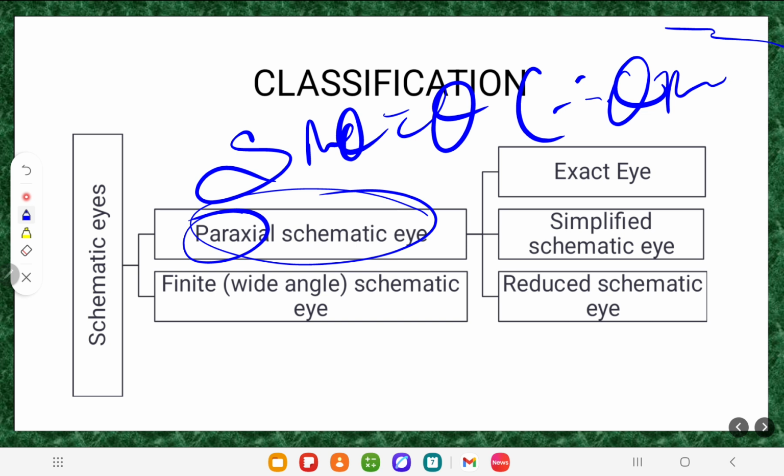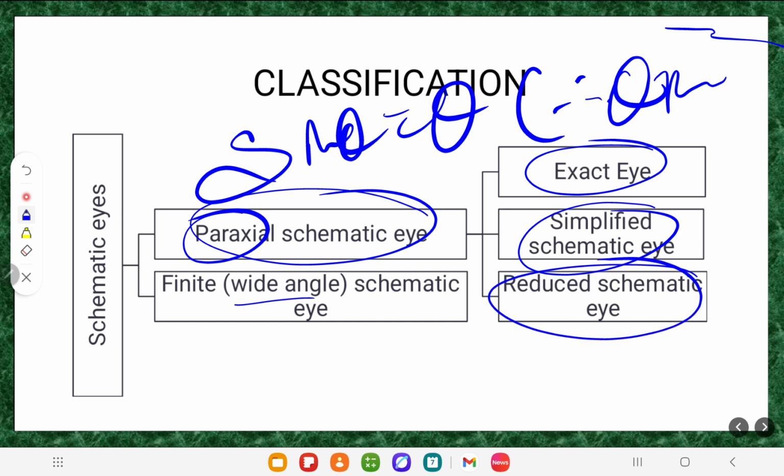Another is the finite or wide-angle schematic eye. In the paraxial schematic eye, there are three types: the exact eye model, the simplified eye model, and the reduced eye model. In many of my previous videos I used the reduced schematic eye model. What is the difference between the exact eye, the simplified schematic eye, and the reduced schematic eye? That's also a question.